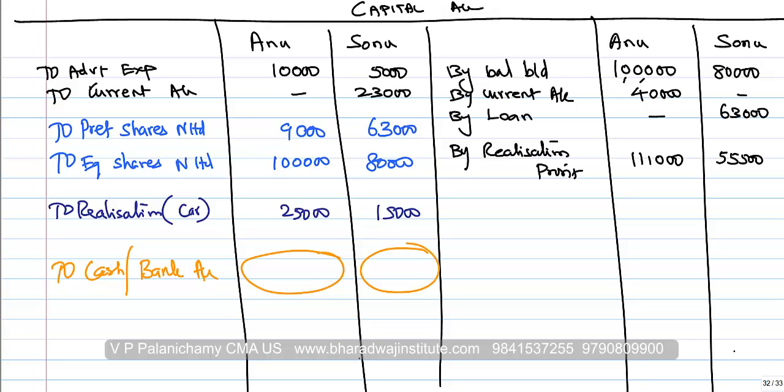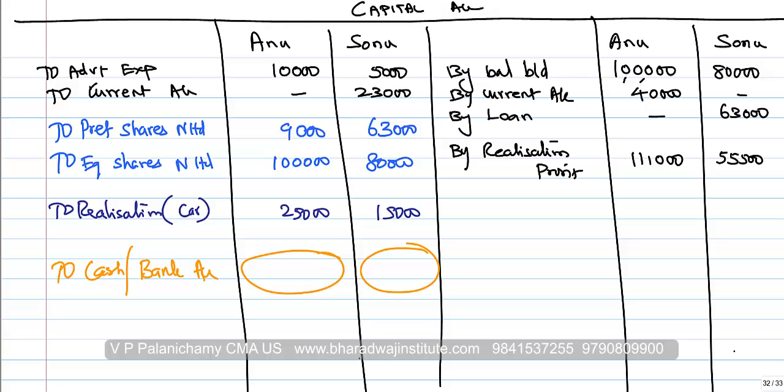You could have understood, or should have understood, that this is a normal dissolution and it differs only in two entries. What are they? Purchase consideration due and receipt of purchase consideration. Please note all these small things.